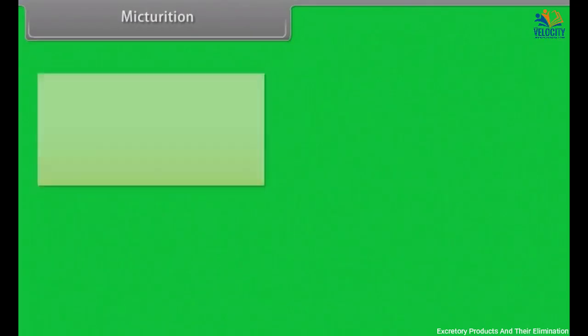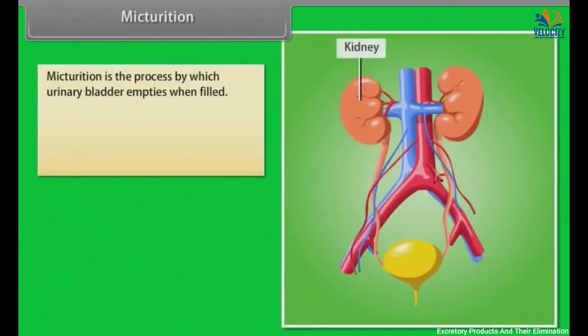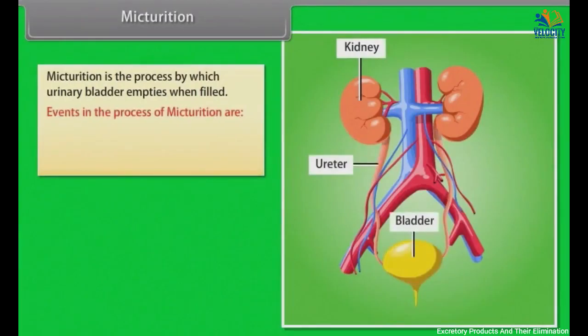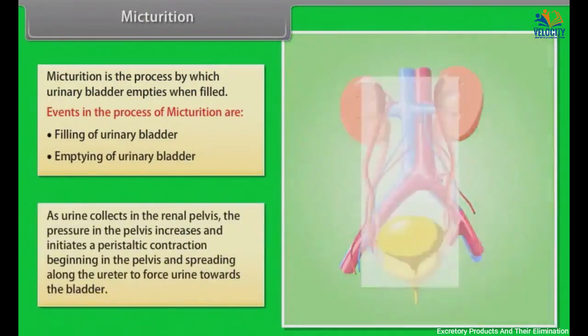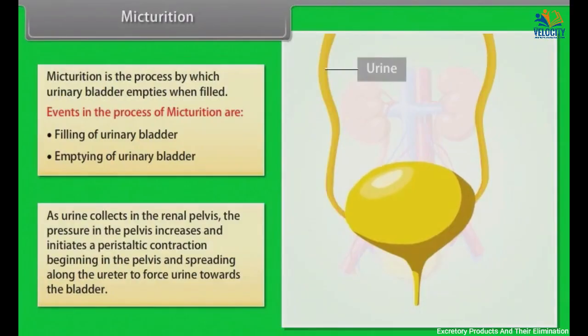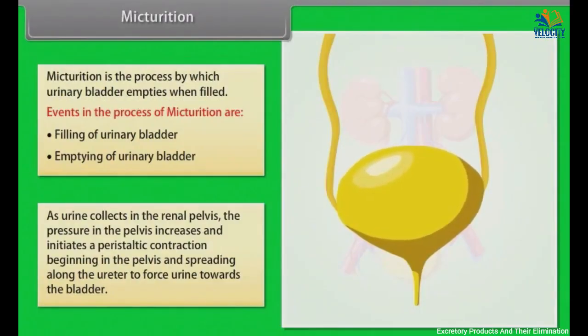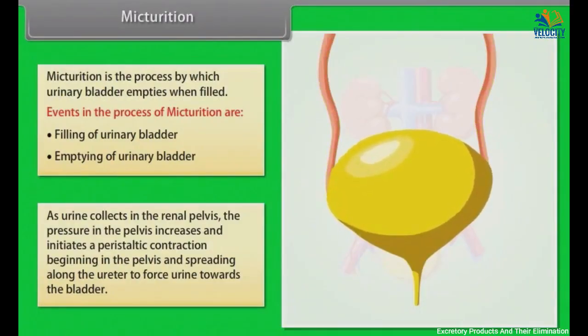Micturition. Micturition is the process by which the urinary bladder empties when filled. Events in the process of micturition are filling of the urinary bladder and emptying of the urinary bladder. As urine collects in the renal pelvis, the pressure in the pelvis increases and initiates a peristaltic contraction beginning in the pelvis and spreading along the ureter to force urine towards the bladder.